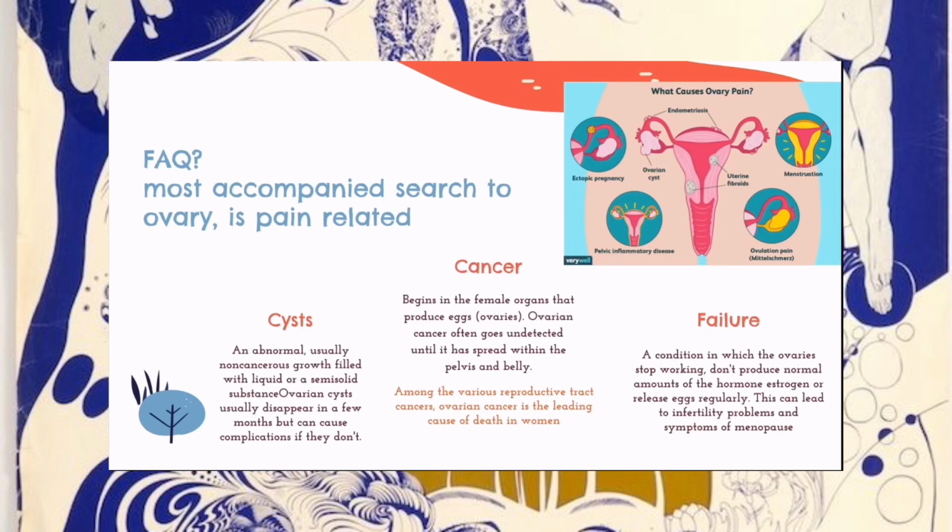There is also ovarian failure, a condition in which the ovaries stop working, don't produce normal amounts of the hormone estrogen, or release eggs regularly. This can lead to infertility problems and symptoms of menopause.